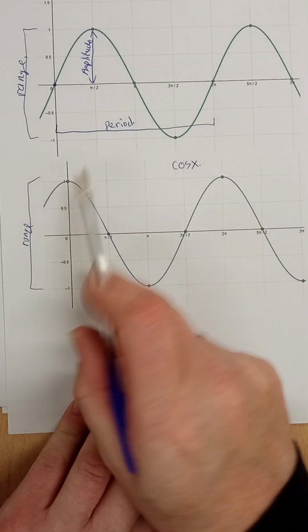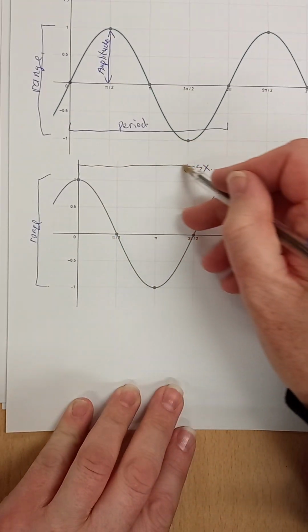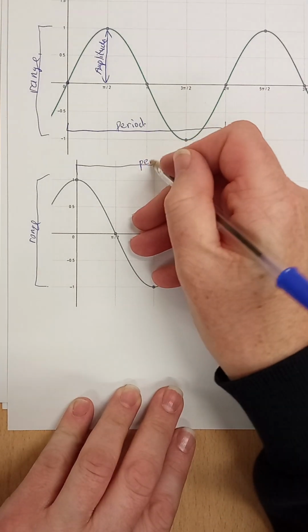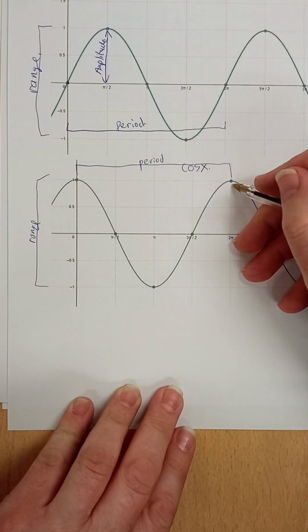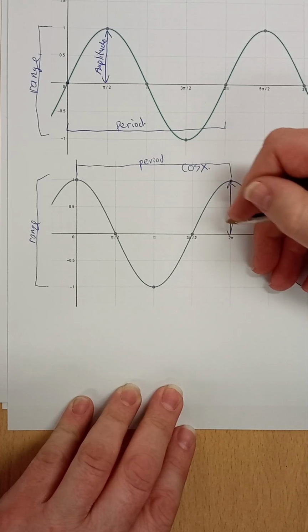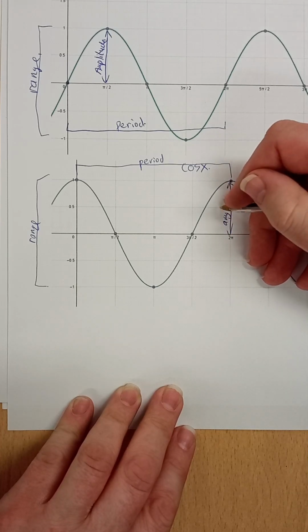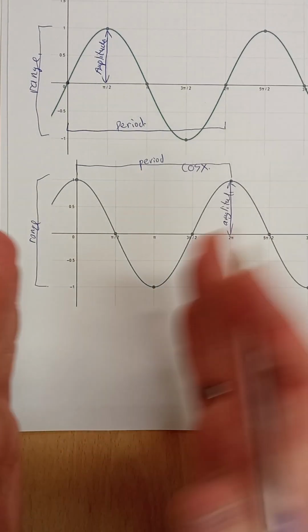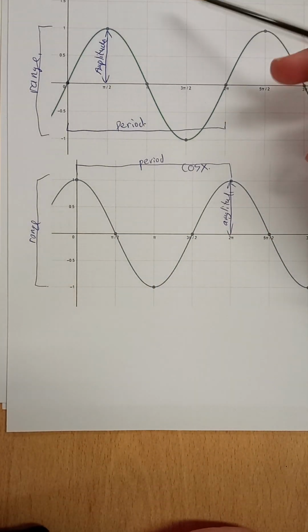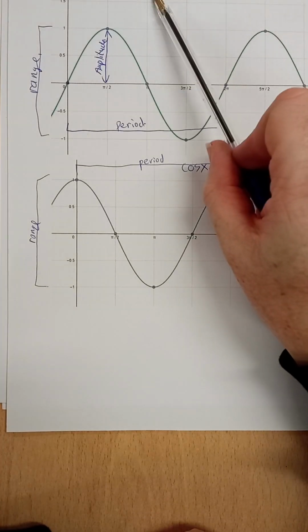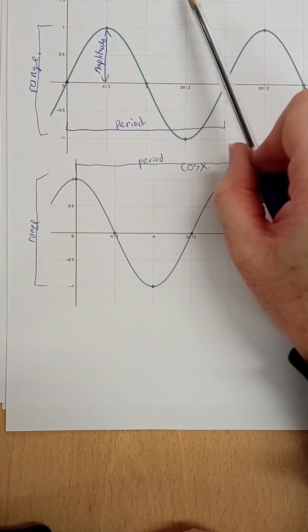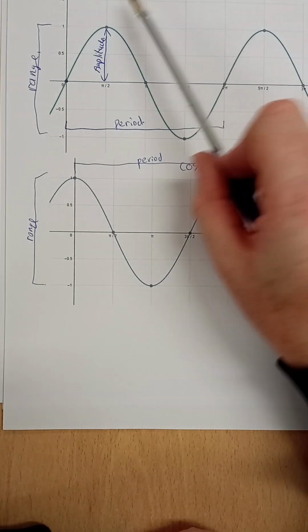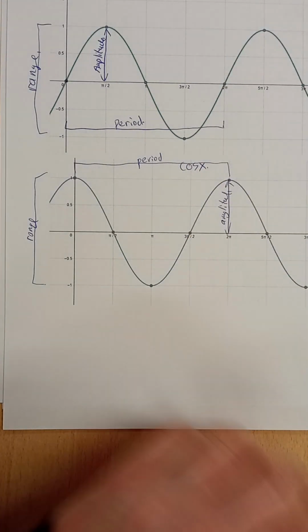Its period, well, let's have a look. From there right over to there, 2 pi. There's its period. And its amplitude is still 1. So nothing has changed apart from its position. So that's sine x and cos x. You notice there's no numbers apart from the ones that were invisible. There's a 0 there, there's a 1 there, there's a 1 there. So on its most basic, that's what it looks like.